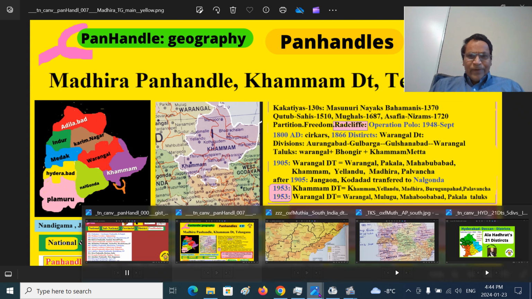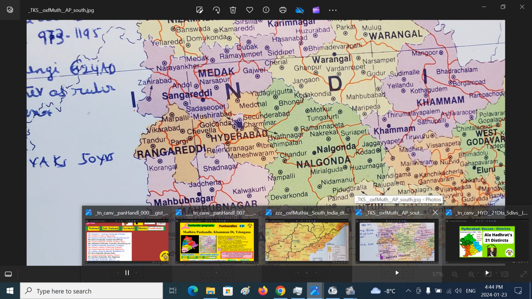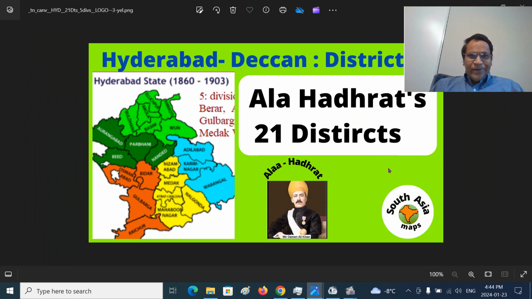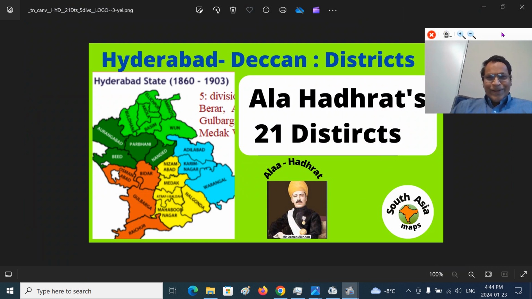Before that, you can see Allah Hadrat's 5 divisions. Allah Hadrat is the name for the Nizam. The last Nizam was Mir Usman Ali Khan. His predecessor, his father, was Mehboob Ali Khan. Palamuru district got an Islamic name due to his father, Mahabub Nagar for Palamuru. You see the bigger Warangal district here, that southern part is Khammametta.